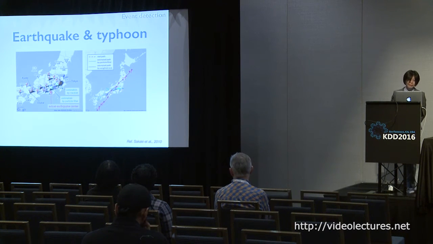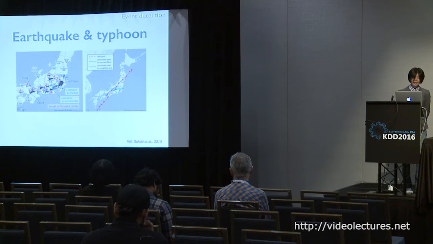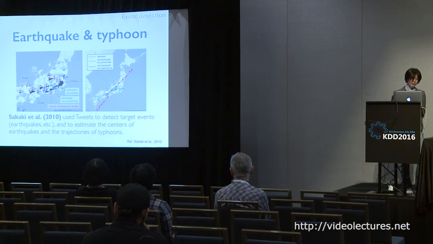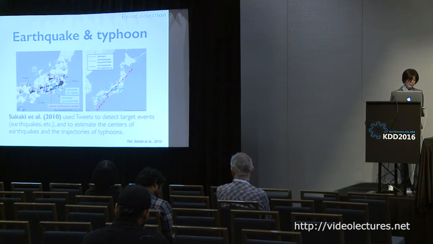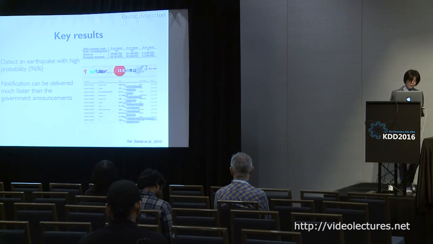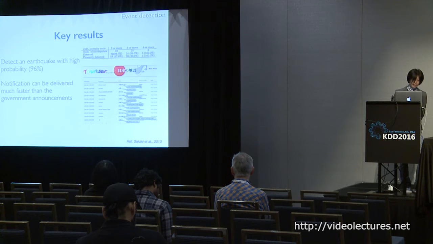Okay, for detecting events, the most important study was introduced by Sakaki in 2010. They use tweets to detect target events like earthquakes and estimate the centers of these events, like the epicenter of the earthquake, and the trajectory of weather events like typhoons. They have shown that the detection of earthquakes can have very high accuracy, and based on this, they can send notifications much faster than the government announcement.